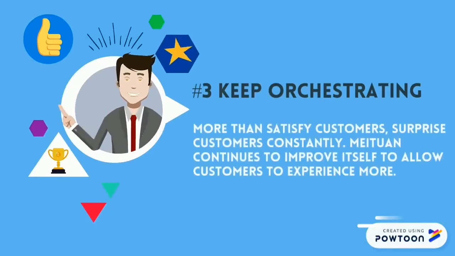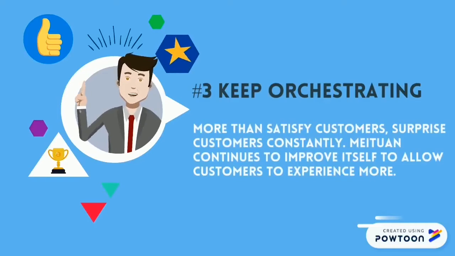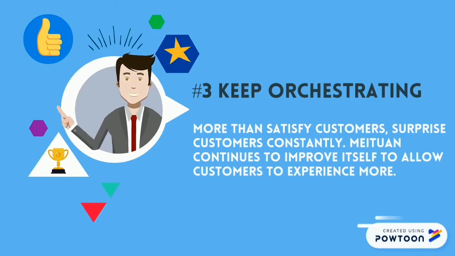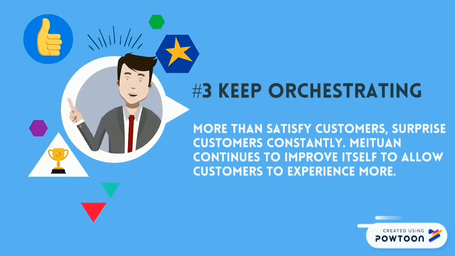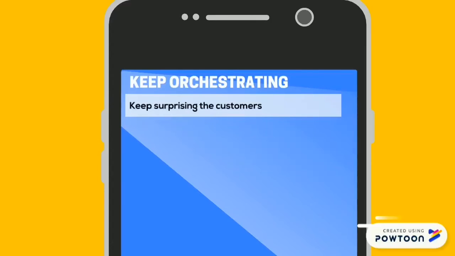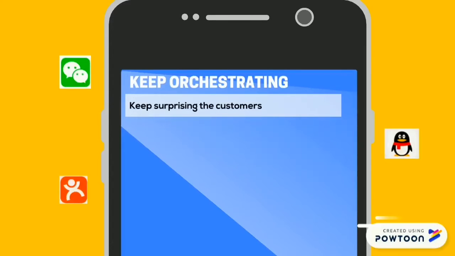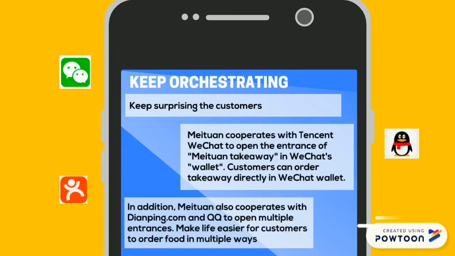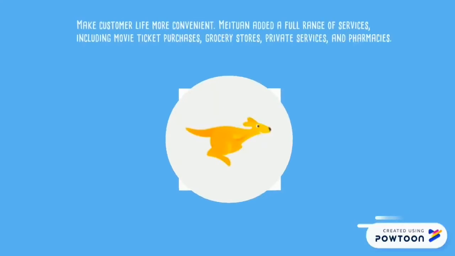More than satisfying customers, Meituan focuses on surprising customers consistently. Meituan continues to improve itself to allow customers to experience more. Meituan cooperates with Tencent WeChat to open the entrance of Meituan Takeaway in WeChat Wallet. Customers can order takeaway directly in WeChat Wallet. In addition, Meituan also cooperates with Dianping.com and QQ to open multiple entrances. This makes it easier for customers to order food.